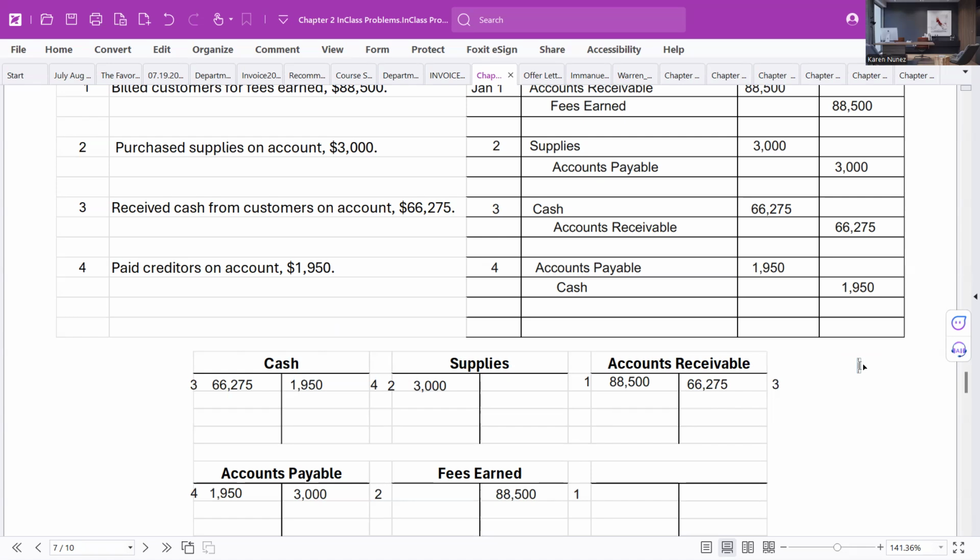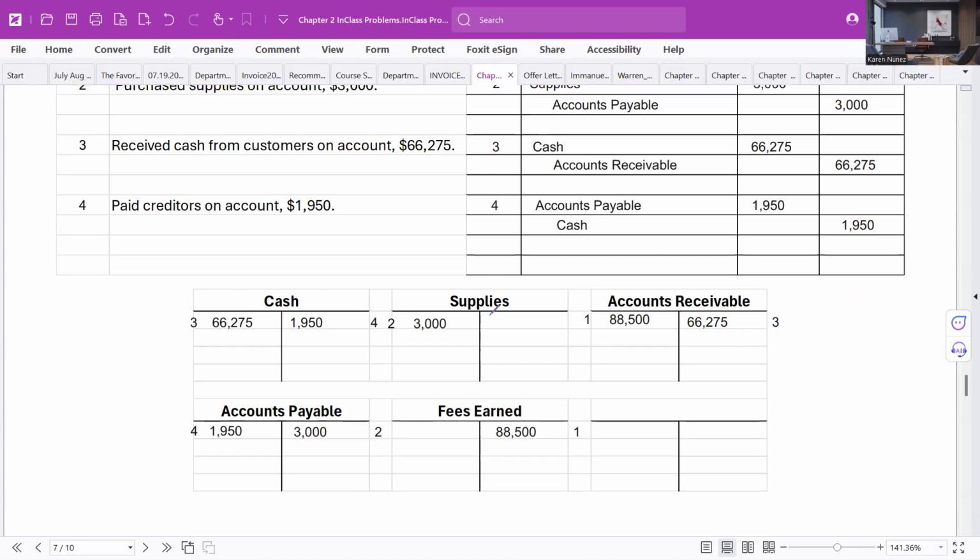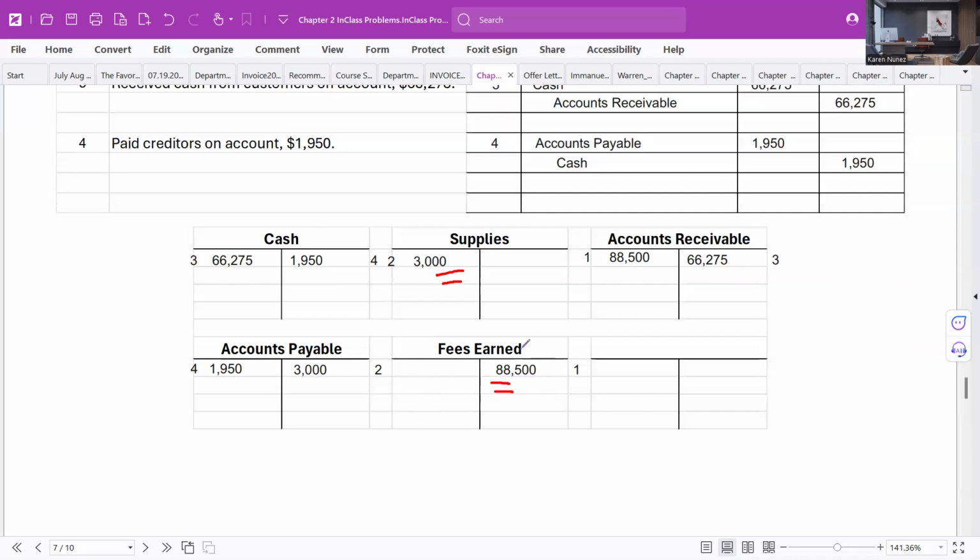Now, just for experience, we'll go ahead and calculate the balances in those accounts. So let me switch to my pencil here. If we want to know what the balances are in the accounts, assuming that we don't have any beginning balances, the supplies account has a balance of 3,000, right? There's only one transaction, so that's the balance. The fees earned account has a balance of 88,500. That's a credit. And the accounts receivable, accounts payable, and cash, we have to balance those accounts, right?